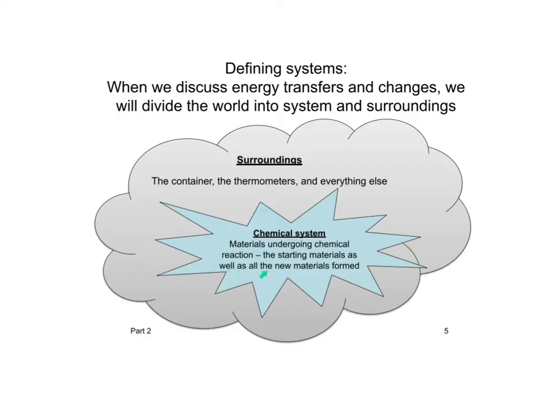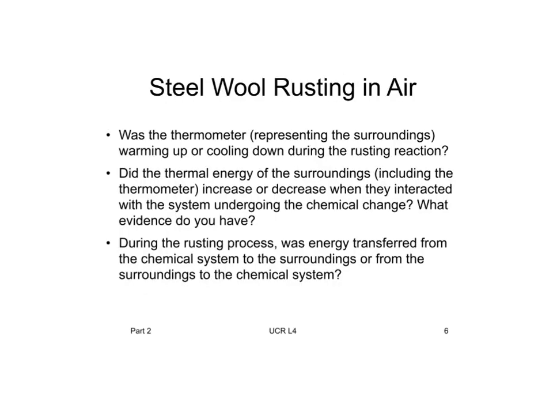So for the chemical system, it is just the materials that are undergoing the reaction. The surroundings would be everything else, the container, the thermometers, anything else you see in that picture outside of your reactants and products. So let's apply this idea of system versus surroundings for each of our examples that we observed. So let's start with steel wool rusting in air.